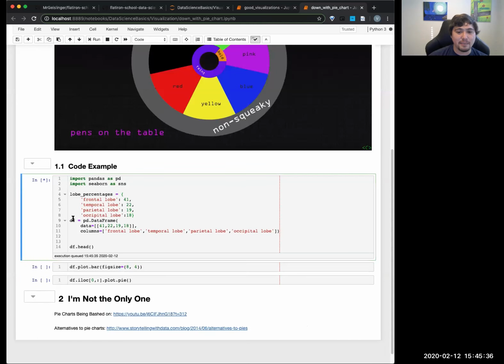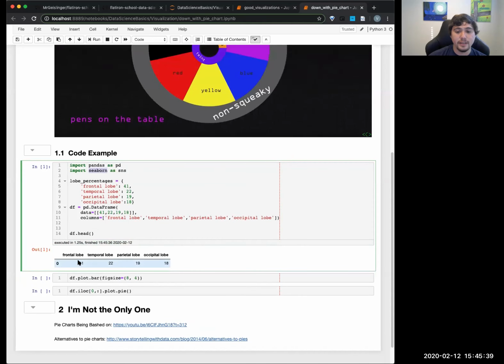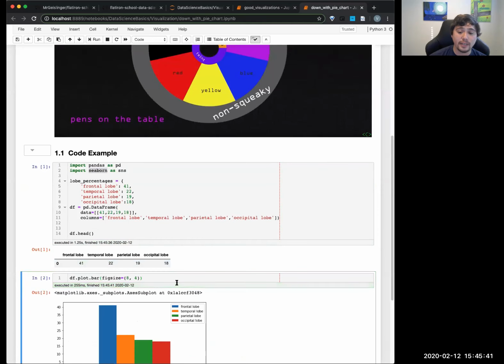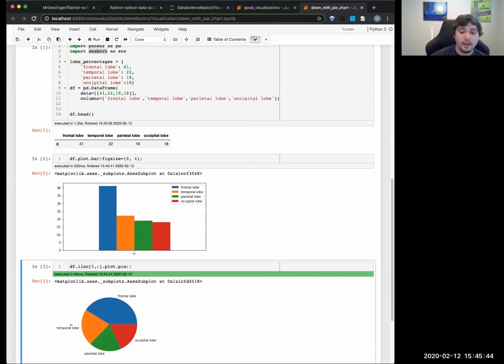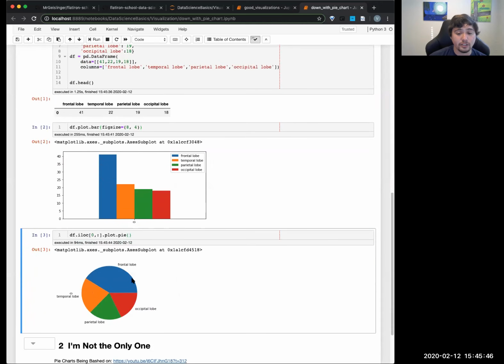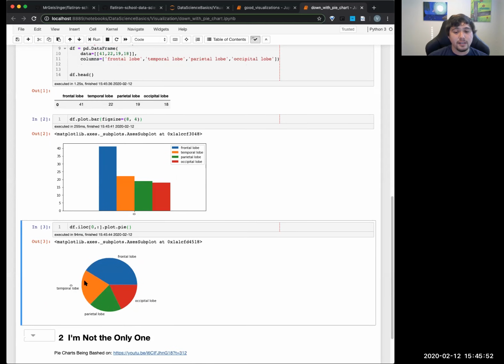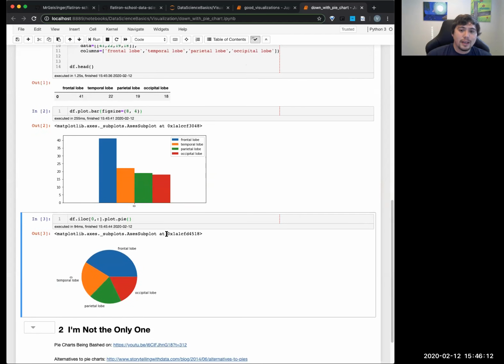I have a little example of this using the parietal lobe. We have our numbers here. With a bar chart, I can very quickly tell these different parts. But with a pie chart, you can very quickly see the frontal lobe is the biggest part. But looking at the green, orange, and the red, it's not super obvious which one's bigger or by how much. Maybe you could reason the orange is a bit bigger, but by how much? With a bar chart, it's very clear: this is definitely taller than the other one. So, again, reasons why you might not use pie charts.